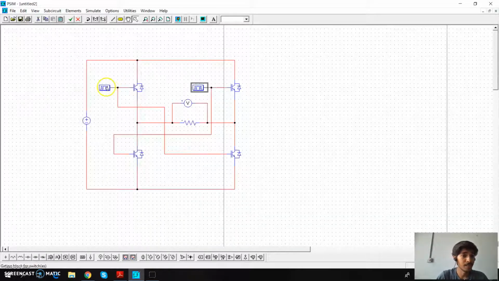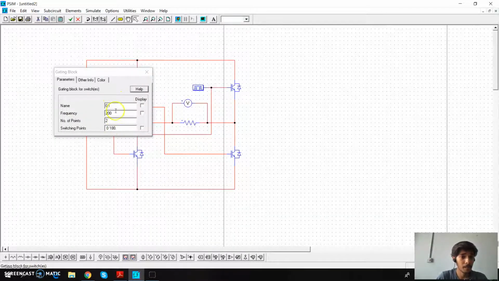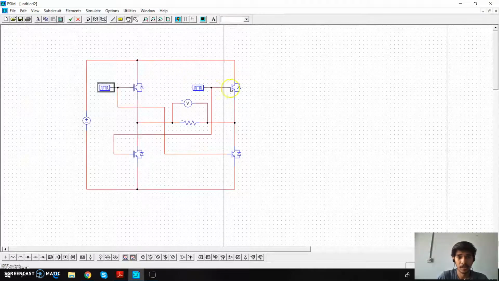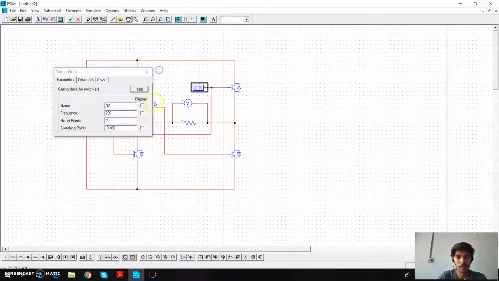Now as we have seen in the waveforms, there requires a phase delay for the IGBTs Q3 and Q4. So we will apply a 50% phase delay here.